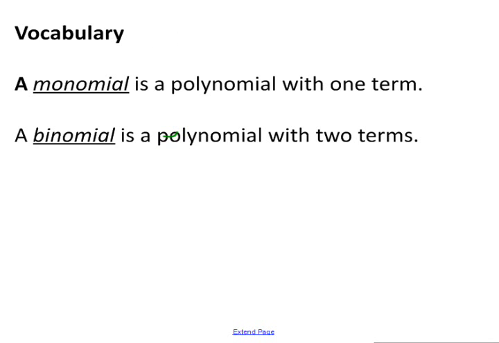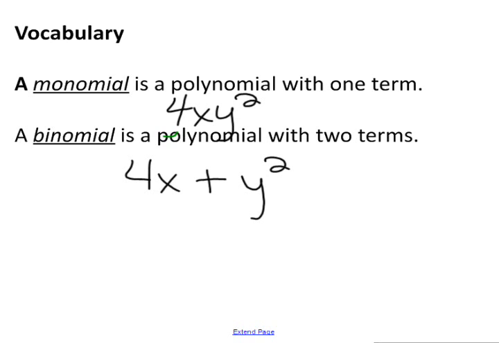A little bit of vocabulary to get us started. If we have a monomial, it's a polynomial with one term. An example of that would be something like 4xy squared. A binomial, on the other hand, has two terms. So if I have 4x plus y squared, notice I have the 4x and then I have the y squared. That's two different terms that are separated by a plus.